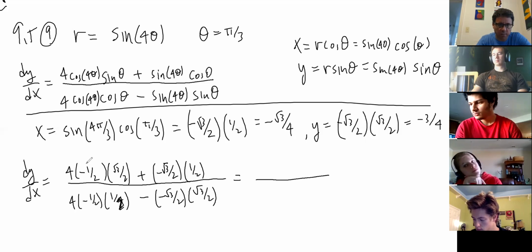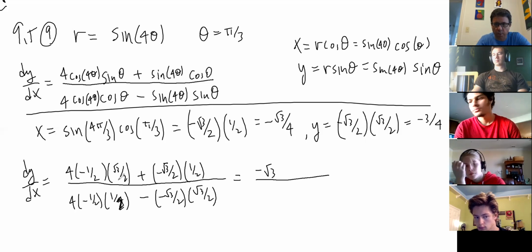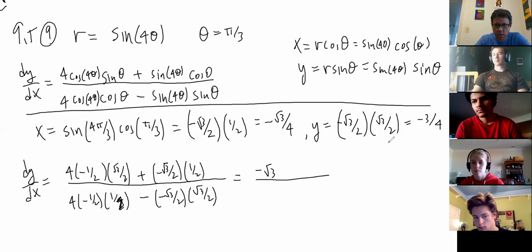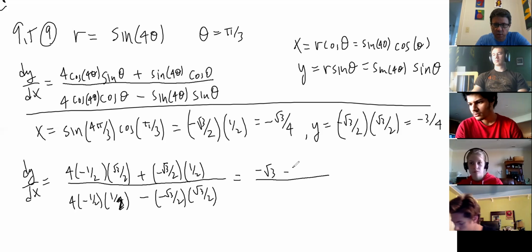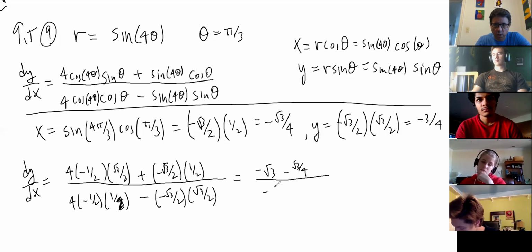So this is negative square root 3, and then the top will be 4 and the bottom is 4. This one is minus square root 3 over 4. This one looks like it's minus 1. And this one is 3 over 4 with the 2 negatives, so plus 3 over 4.